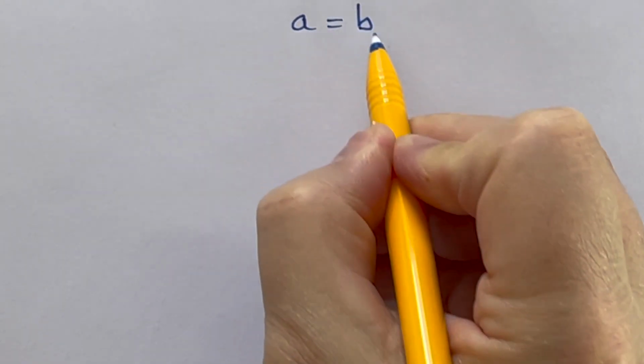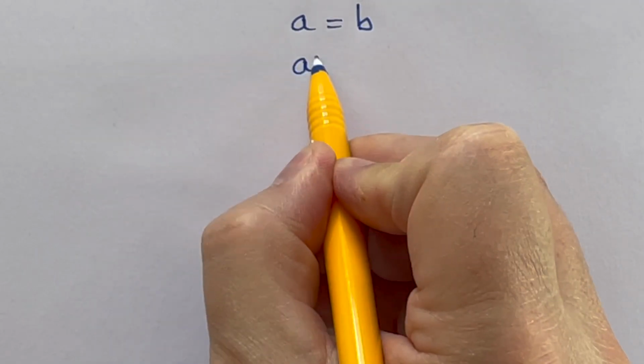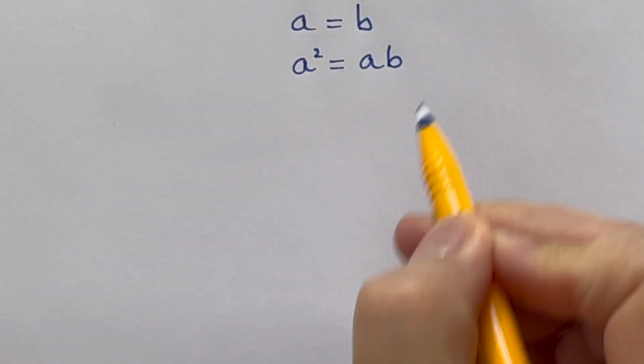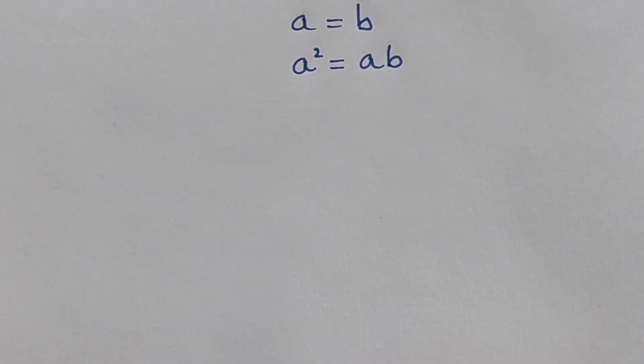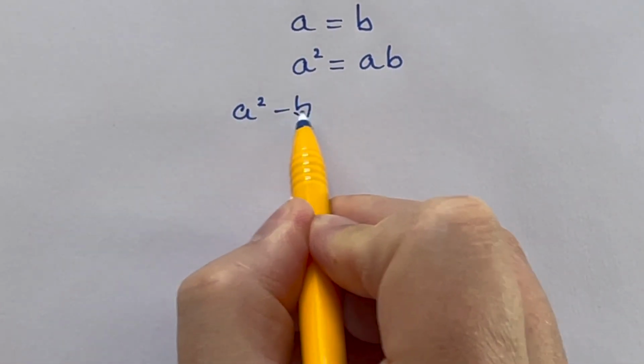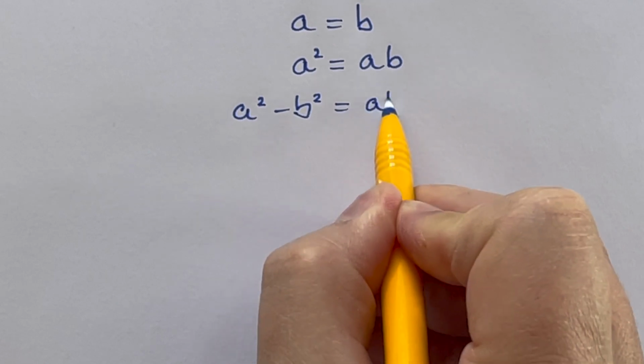Now we know from our mathematics lessons that basically what we do to one side of an equation, we have to do to the other. In this case, I want to multiply both sides of the equation by A. So A squared equals AB. Again, what I do to one side of the equation, I must do to the other. So I'm going to subtract B squared from both sides. Therefore, A squared minus B squared equals AB minus B squared.